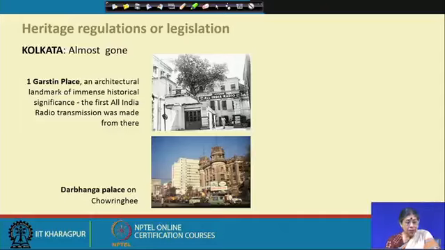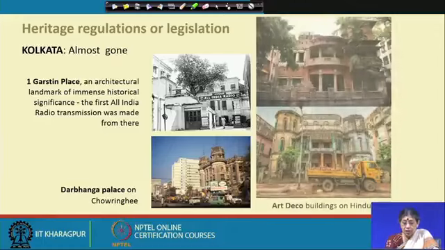The Gerstein Place is a very important structure because it is a landmark of immense historical significance. The first All India Radio transmission was made there. It was in Dalhousie Square. This is gone. The Senate, I have mentioned, is gone.